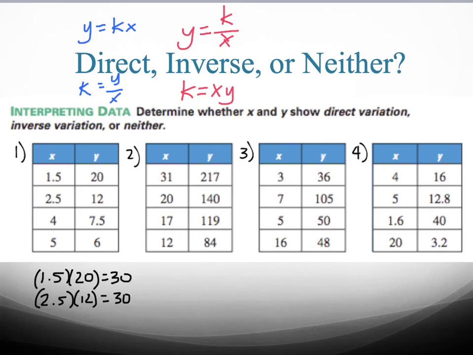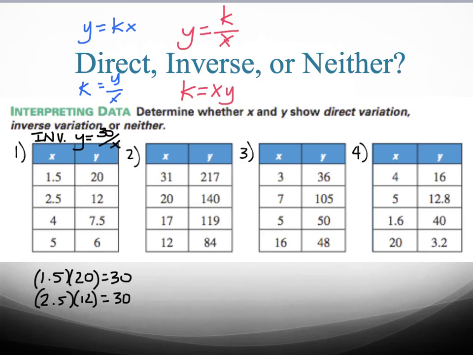Now the next section on the study guide says I want you to find the equation for this once you know what it is. In this case, inverse, I'm going to write it in this little space right here. You also have the constant of variation, and in this case, your constant of variation is 30. So this is y equals 30 over x. All right, good. Next one.